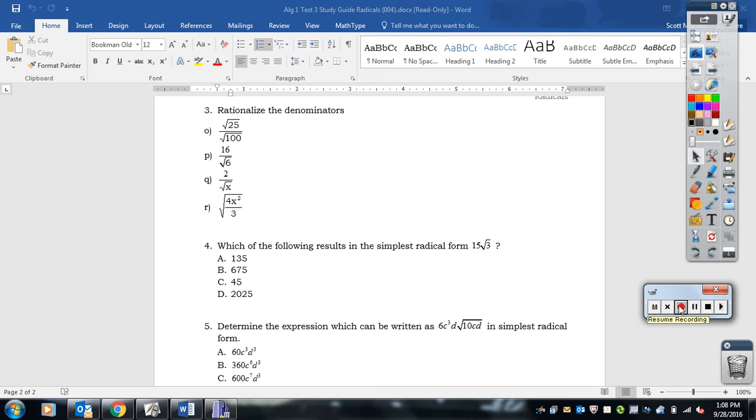O, P, Q, and R asks us to rationalize the denominator. In order to rationalize the denominator, essentially what you have to do is make the denominator, which is the bottom, a rational number. This is easy. Square root of 25 is 5. Square root of 100 is 10, and 5 tenths becomes 1/2.